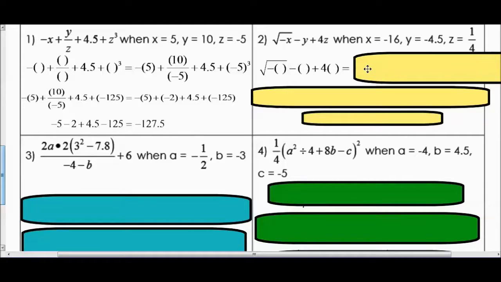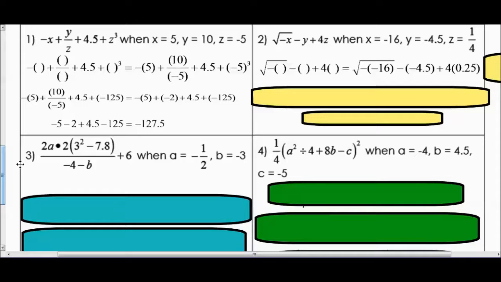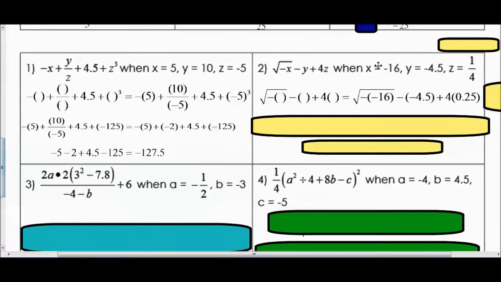Second one, set it up the exact same way. Just put parentheses in place of all the letters, and then take your numbers, your values, negative 16, negative 4.5, and 1/4, and put them in place of those letters. One thing I did here, I changed that 1/4 into a decimal. 1/4 is really a division problem, and I'm about to plug it inside parentheses, so I know I'm about to start with that grouping symbol. That would actually be my very first operation. Instead of doing that, I'm going to plug this in as a decimal, which I know is equal to it, so I'm going to plug it in as 0.25 instead of 1/4.